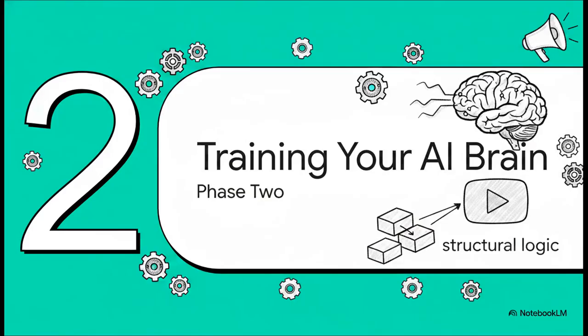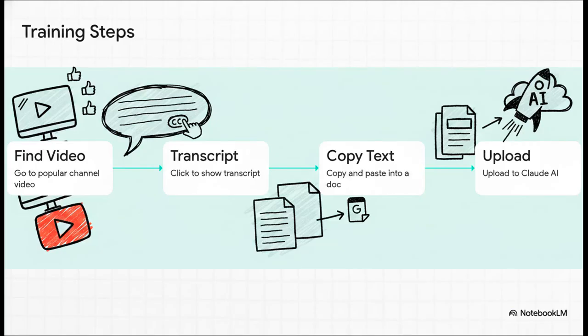Which brings us to step 2, training your AI brain. Getting the scripting pattern of your target channel downloaded into your workflow is actually an incredibly simple 4-step process. Literally, you just head over to the channel's most popular videos, you click Show Transcript in the description, then copy that entire block of text, paste it into a Google document, and upload it directly into Claude. Boom! You're basically taking the channel's absolute winning formula and handing it right over to your AI co-producer.